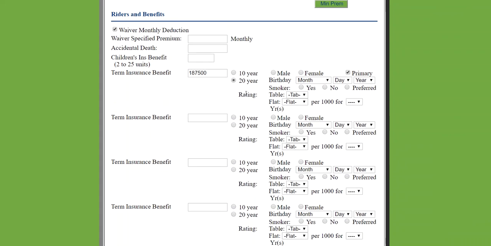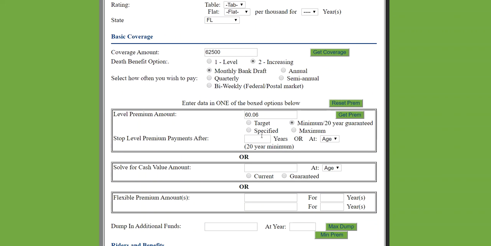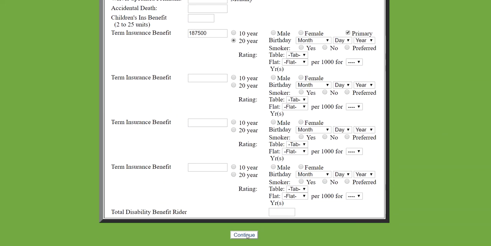So now we're going to run the illustration. We're going to start with the minimum. I'm going to click get premium, then go to the bottom and hit continue.